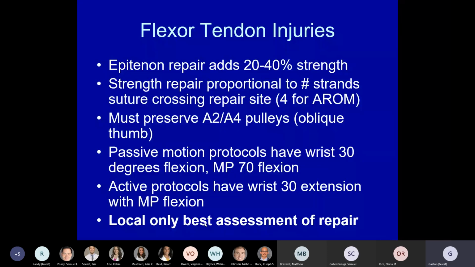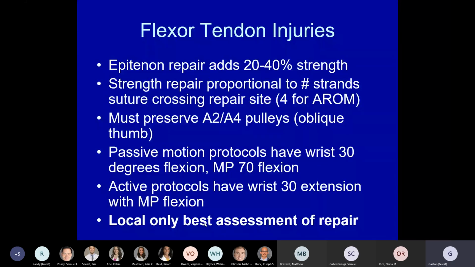Remember, the A2 and the A4 pulleys are the 2 most important pulleys to prevent bowstringing in the fingers, and the oblique pulley is the most important one in the thumb. There are studies now showing you can release A4 if you have to get a good repair on flexor tendons, and you can release up to half of A2.